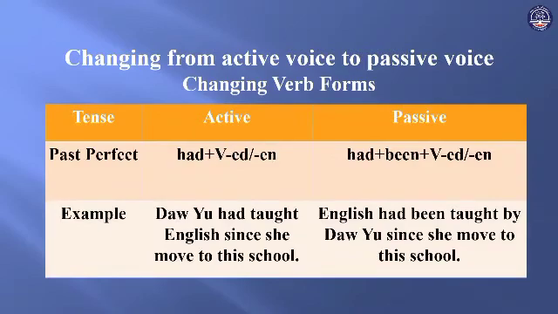Past perfect form in active sentences changes to had plus been plus past participle form in passive sentences. Study the example to understand what I said clearly.